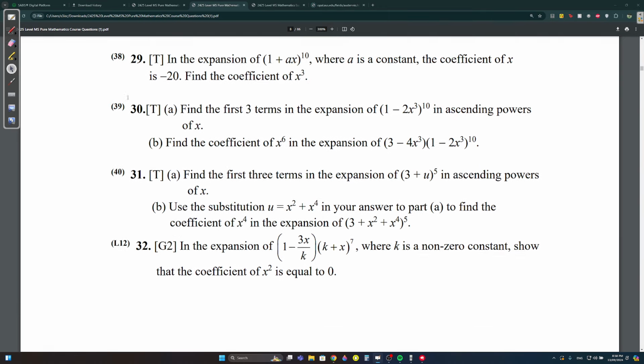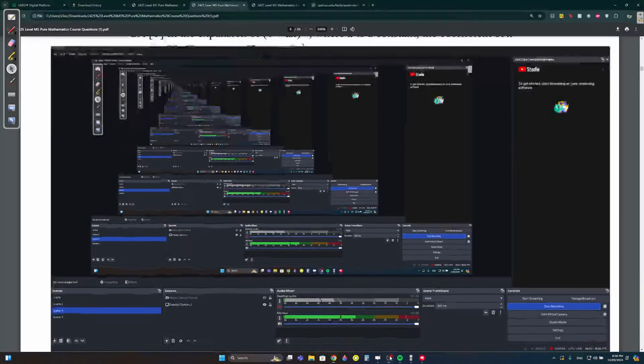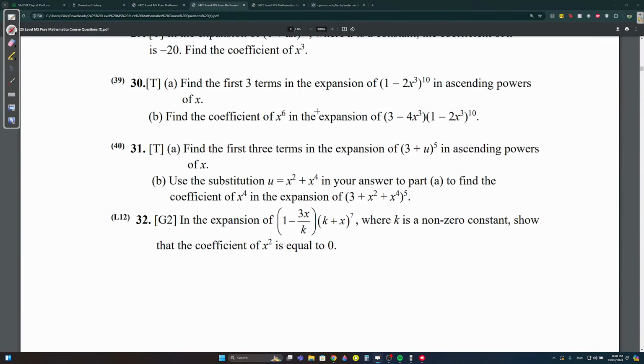Okay, last question. Question 30. Finally. How long is this recording? 2 hours and 9 minutes. Find the first three terms in this expansion, in ascending powers of x. Let's go.